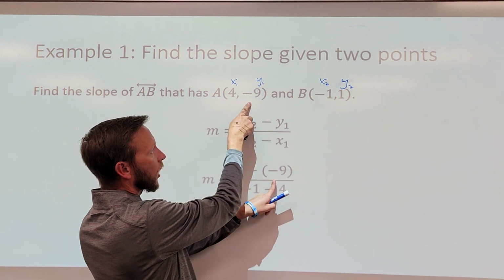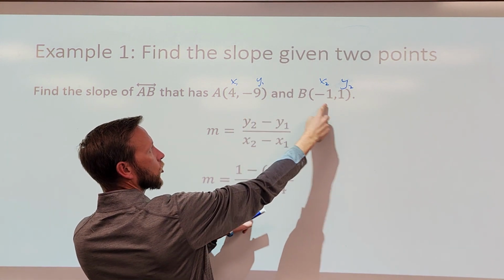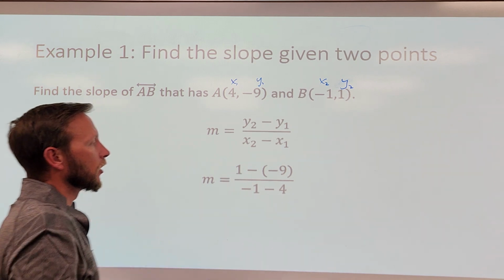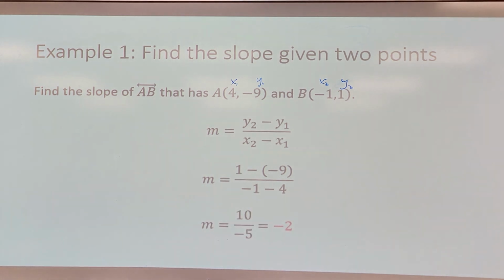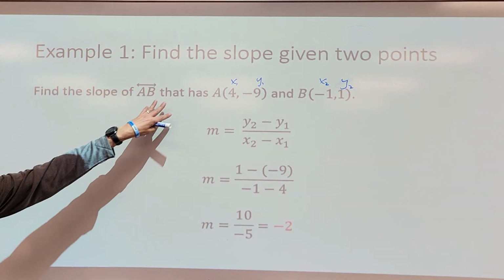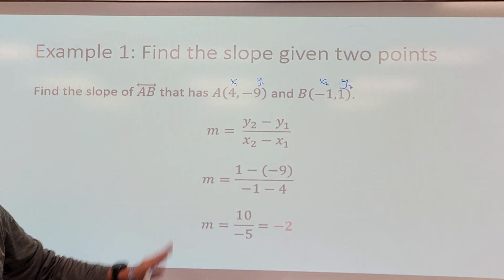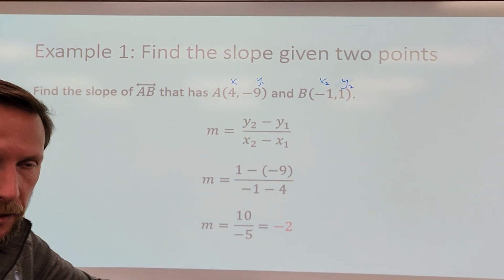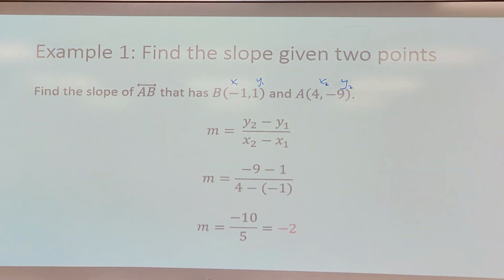y2 minus y1 divided by x2 minus x1. When we do that subtraction, we're going to get 10 over negative 5, which is going to equal negative 2. So our slope is negative 2. The slope of the line that has points A and B is negative 2. Down 2 over 1.